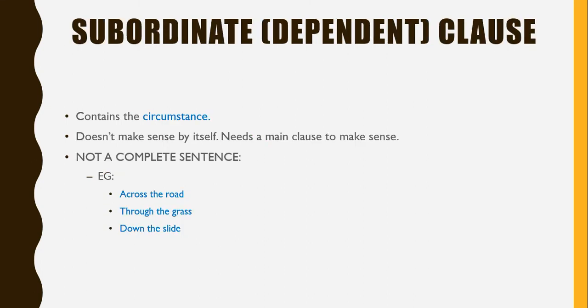Now, a subordinate clause or a dependent clause contains a circumstance, and it doesn't make sense by itself. It's not a complete sentence, so it needs a main clause to make sense. I've got some examples here. Across the road. It doesn't make sense. What about across the road? I have no idea because I don't have a main clause to go with it. Through the grass. I have no idea what's going through the grass. Who's going through the grass? Down the slide. Once again, I have no idea. Down the slide is not a complete sentence. It is a subordinate clause.